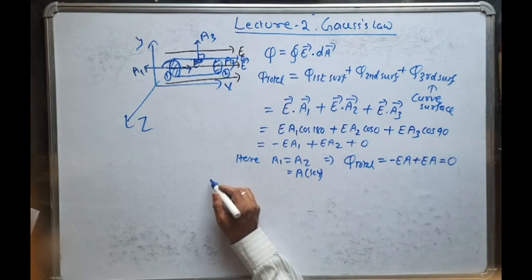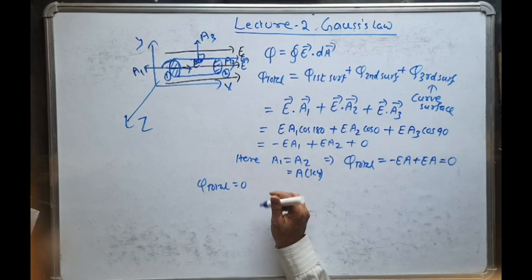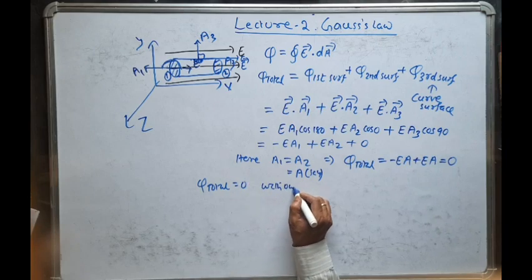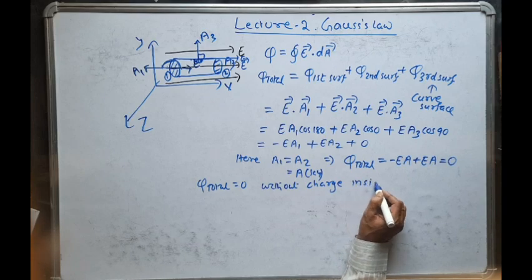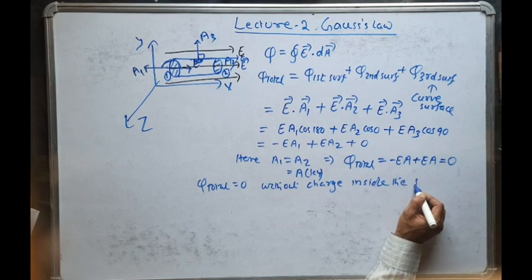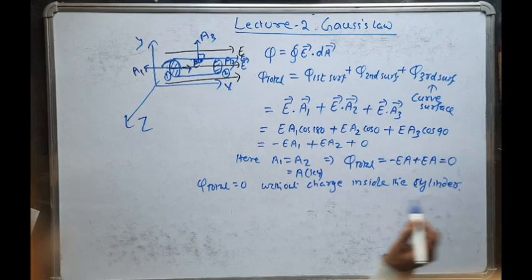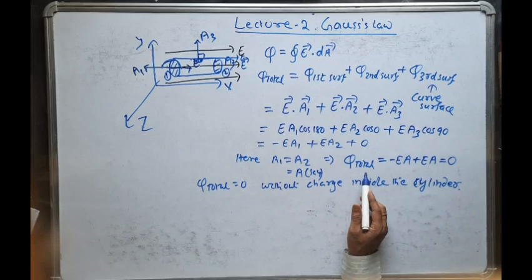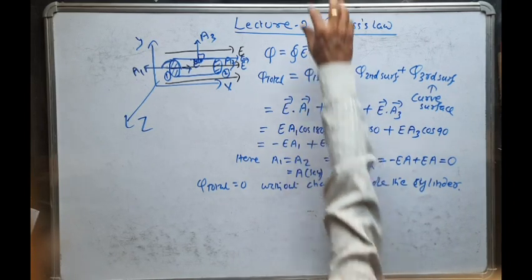So what is the conclusion? The total flux is equal to 0 in this problem, particularly without charge inside the cylinder. There is no charge inside the cylinder and there is an external electric field. Due to this, the total flux through the surface is equal to 0.